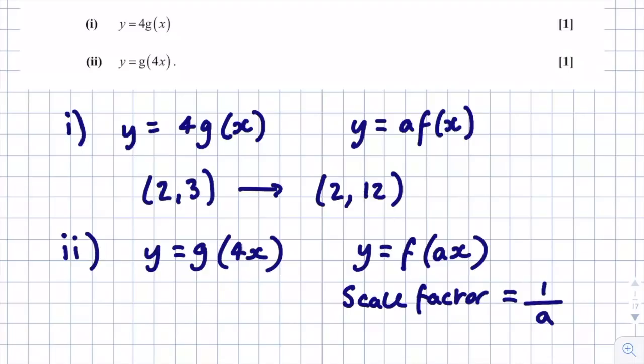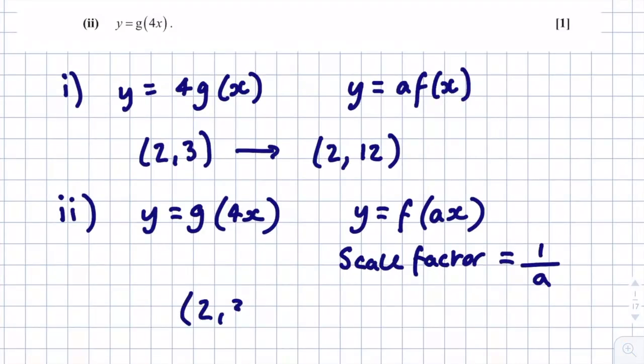So what this means is, if we look at the coordinates, all of our y values are going to stay the same, but our x values are all going to be divided by 4 or multiplied by a quarter. So in this case, we've got the point 2, 3. Remember, y is going to stay the same, so that's going to be 3, but we're going to divide 2 by 4, and we get a half. So our coordinate is a half, 3.